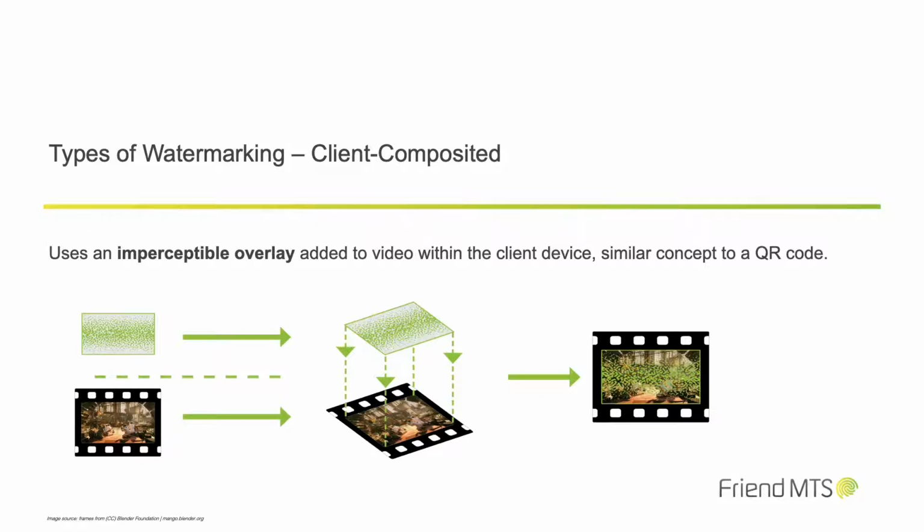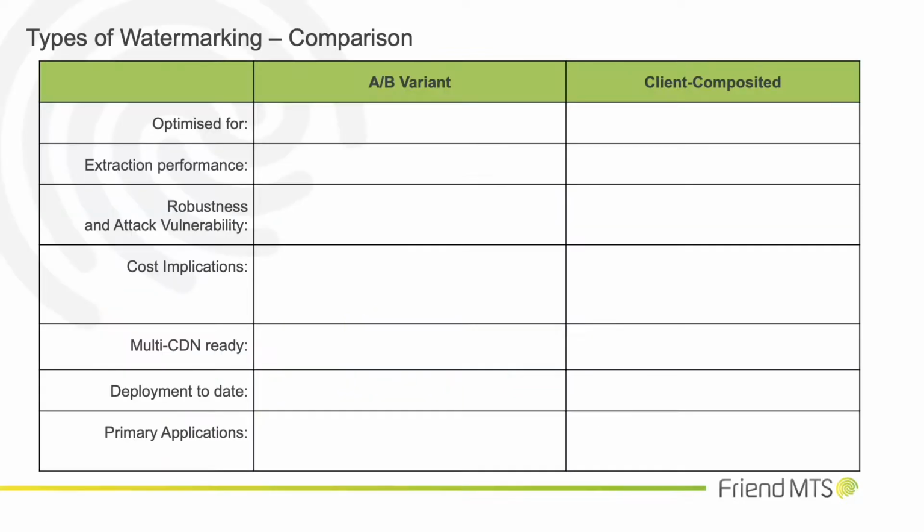Client composited, by the nature of being added on the client device your subscriber is using, allows you to include information such as the client IP address, the subscriber identifier, anything to identify a subscriber. And to do that, unlike AB variant, it isn't spread out across the timeline, so it's always on. If you think of the client composited a bit like a QR code or a barcode or something similar, it's not far wrong. The imperceptible watermark would look like seemingly random patterns if you were to force it to be visible. So, how do these two stack up?